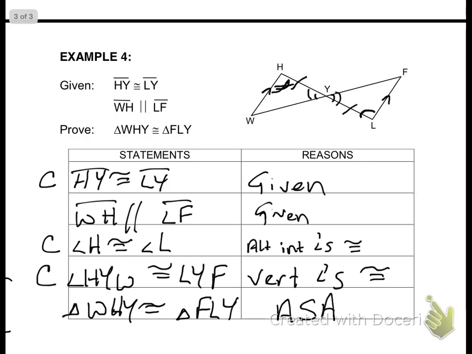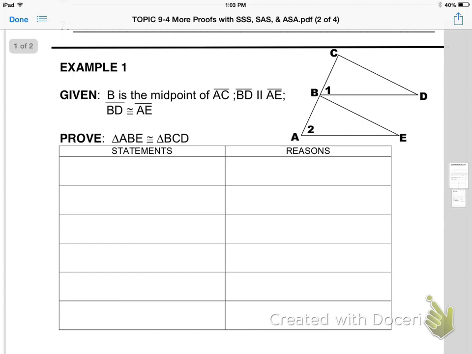Okay. Now on 9.4 you have another list of steps. I'm going to skip those and go straight to the set of proofs. These proofs may be a little harder, a little different picture, so let's go through and run through those.